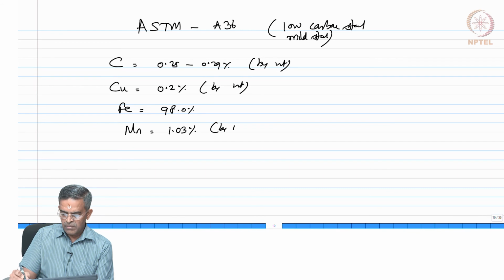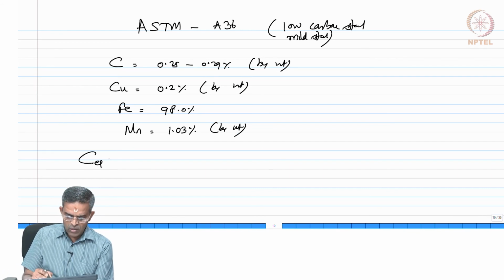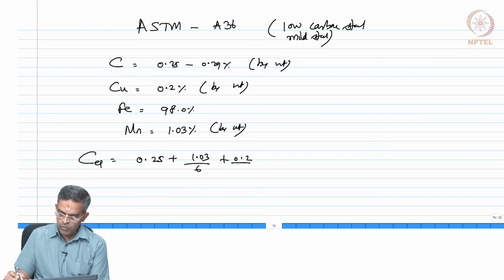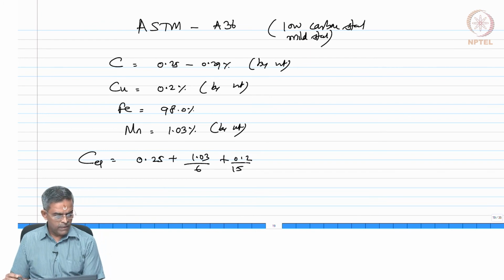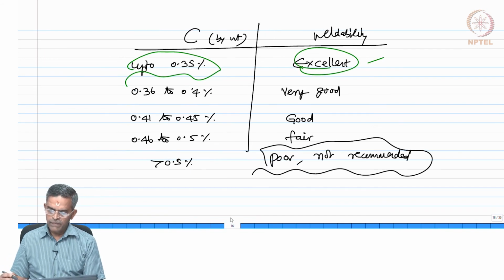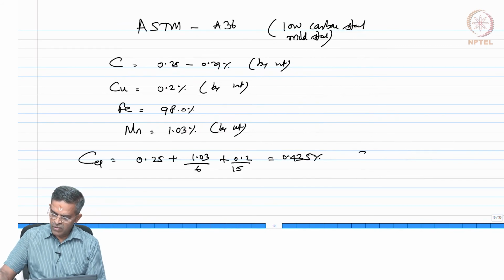1.03% by weight. When you try to work out the carbon equivalency of this, I get this as 0.25 plus 1.03 by 6 plus 0.2 by 15, like for the equation, you will get this as 0.435. When you look back at the table, I fall here, so I can say this has a good weldability.